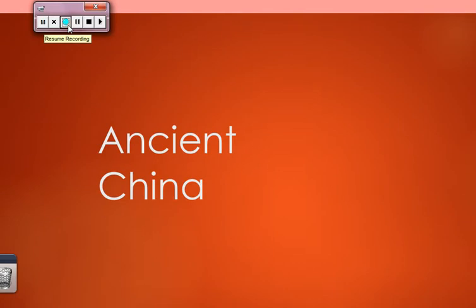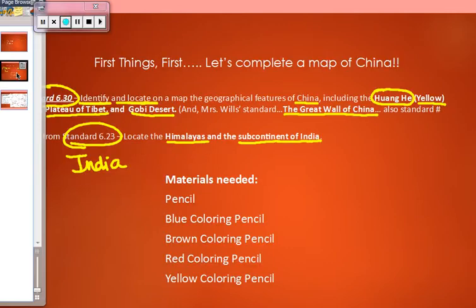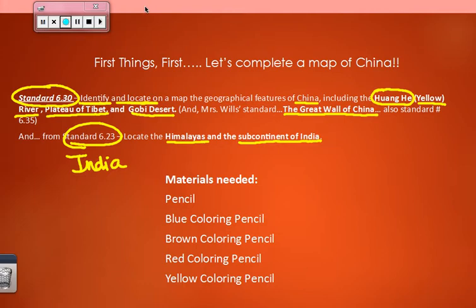Guys, if you're watching this video, then you are ready to work on your map for ancient China. This is the very first thing that we do for each unit that we cover, so this one's no exception. The first thing that we're going to do is look at the standard. I already have some key words marked, underlined and circled for you in this standard, but I'm going to go over them one more time.